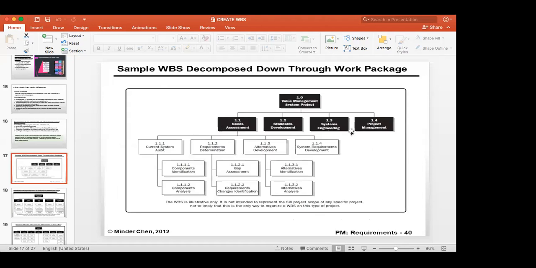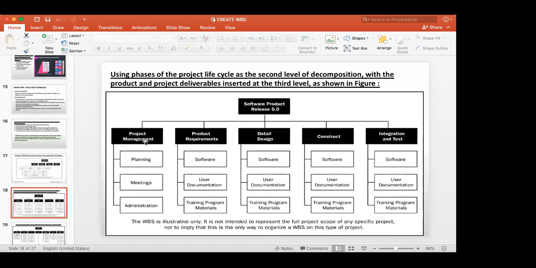This is decomposition through packages. These are packages: standards, system engineering. Those are packages. This is through the life cycle: project management is there, you take the product requirement, then you do the design, construction, testing. So these are the phases one after the other. Using phases of the project life cycle as the second level of decomposition. This is all in the note. The second level of decomposition goes to the life cycle.